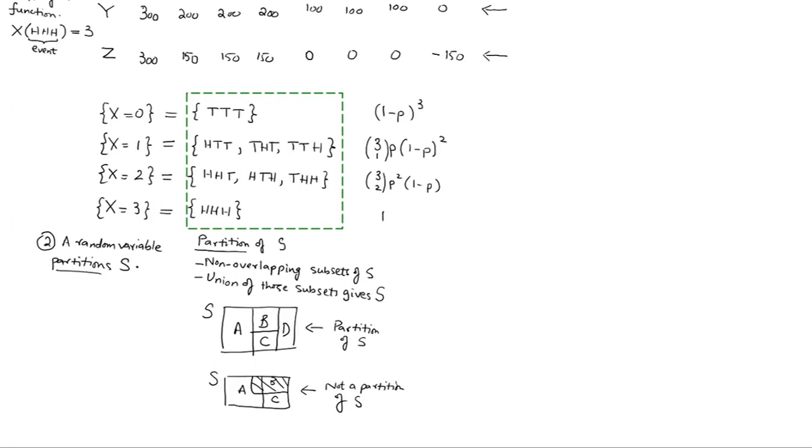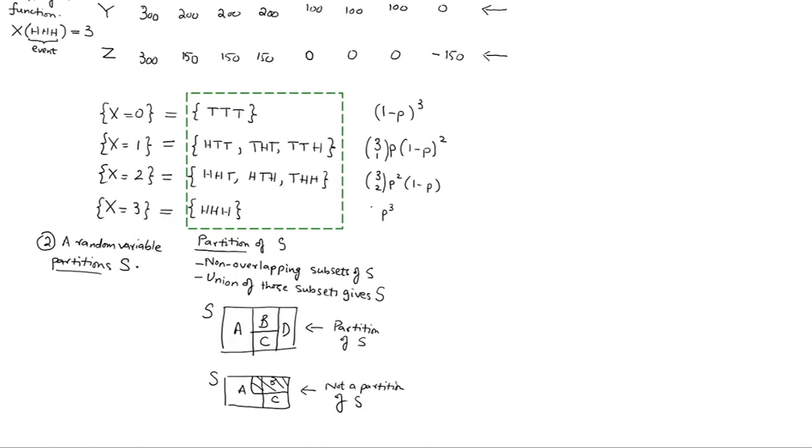Sir, p cube. And how many different ways? 3C3, sorry. Which is 1, right? There is only one way.